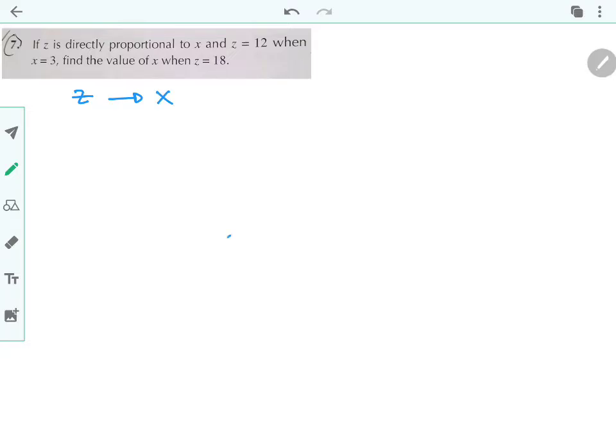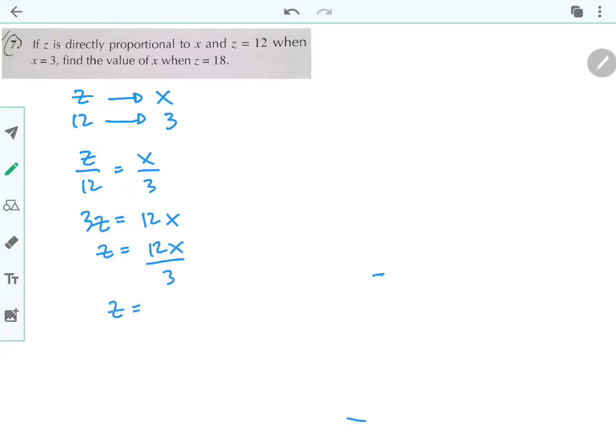Okay, for number 7, z is directly proportional to x. When z is equal to 12, x will equal 3. So z over 12 equals x over 3. What you need to do is just cross multiplication. So 3z equals 12x. Okay, so z equals 12x divided by 3, or z equals 4x.